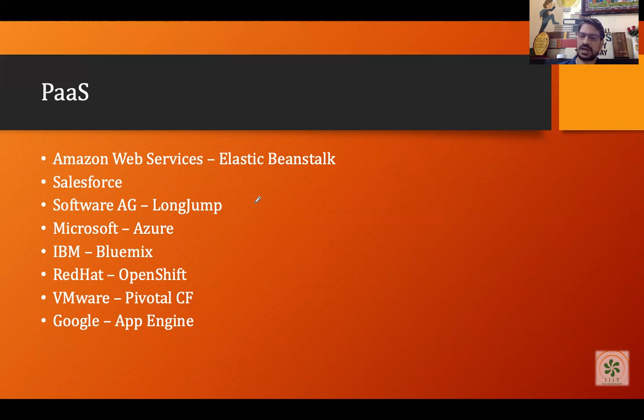VMware is another company which is providing Pivotal CF, and Google App Engine. So we have different app engines which are for the development of different apps, right? So if you want to develop an Android application, you can use the app engine for that. Or you want to create a website or anything else, you can use that Google App Engine. Those are the examples of platform as a service.